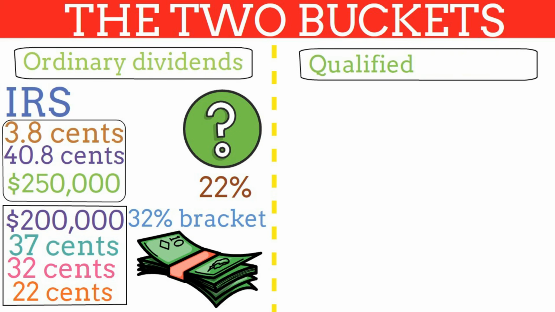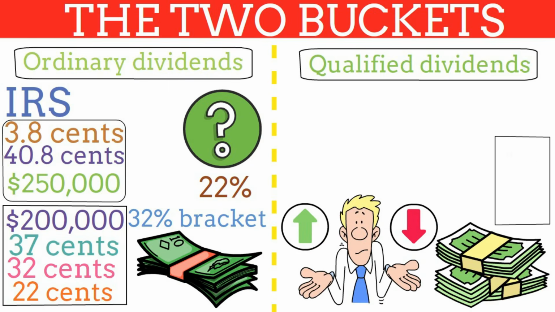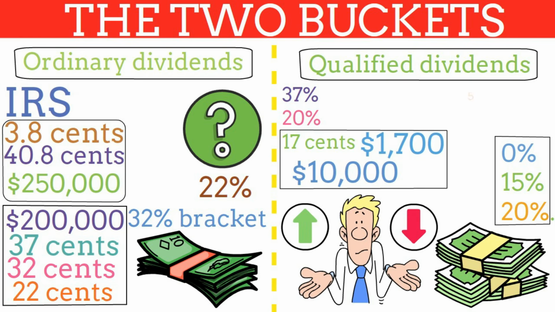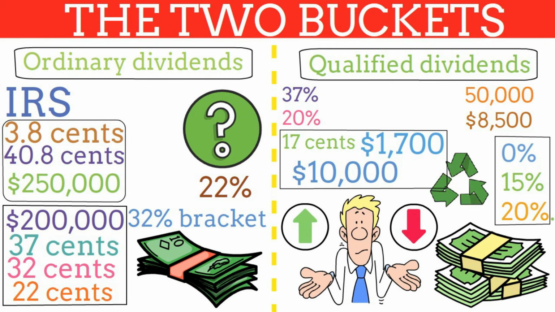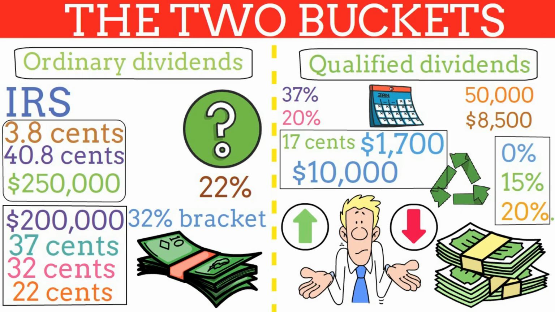Bucket 2 is called qualified dividends. Same money, completely different treatment, taxed at 0%, 15% or 20%. That's it. The gap between 37% and 20% is 17 cents on every single dollar. On $10,000 in dividends, that is $1,700 extra in your pocket. On $50,000, that's $8,500 every year, reinvested year after year. That gap compounds into a number that can buy you years of extra retirement income.